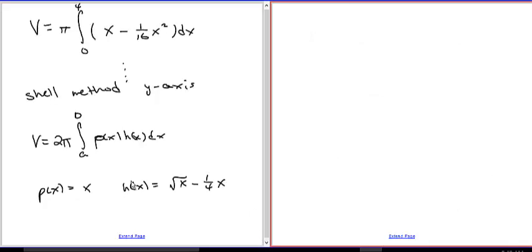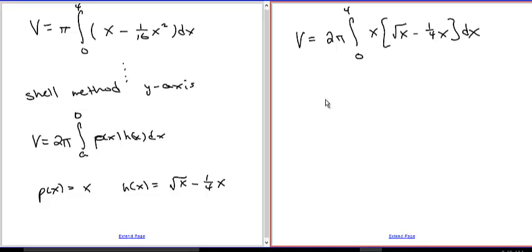So then you can just plug, and a and b are the same. So the volume is going to be 2 pi times the integral from 0 to 4 of x, which is p of x, times h of x, which is the square root of x minus 1/4 x dx. This one's a little more difficult because you end up with a fractional exponent, but it's not that hard. If you change x square root of x into x to the 1/2, you'll end up with x to the 3/2 minus 1/4 x squared, both times dx.